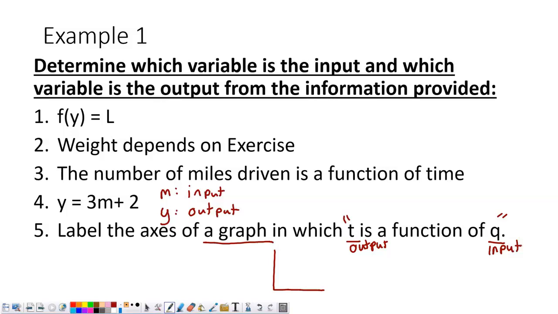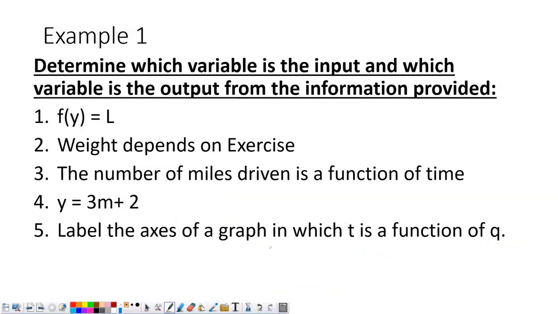Now they want us to make a graph, and we're going to label the axes. In other words, we're going to put one of the letters on the horizontal and one on the vertical. And what we learned is that when you're doing a graphical representation of a function, the input goes on the horizontal axis, and the output goes on the vertical. Okay? So that's function notation and inputs and outputs.